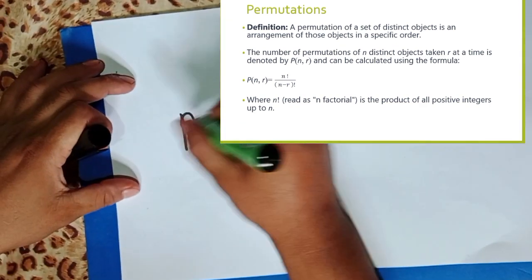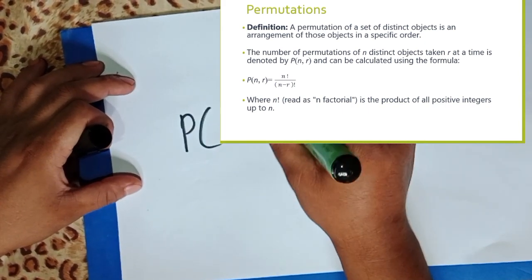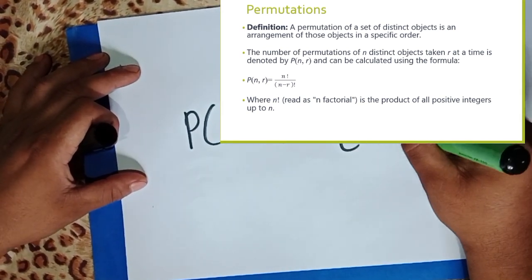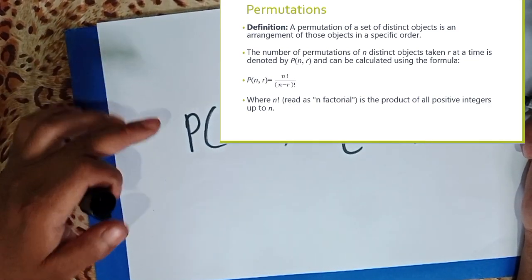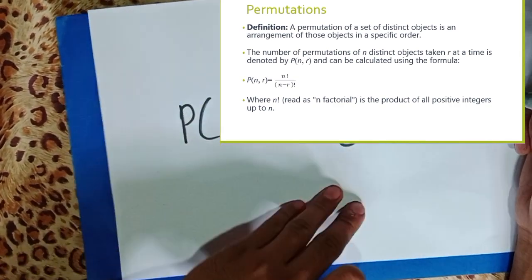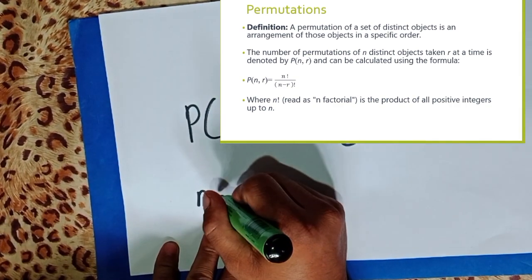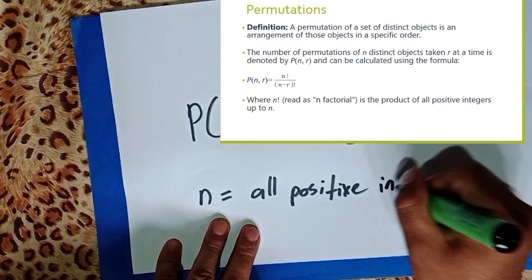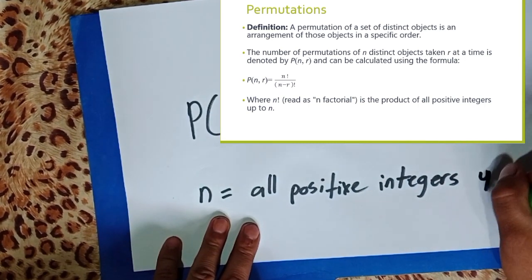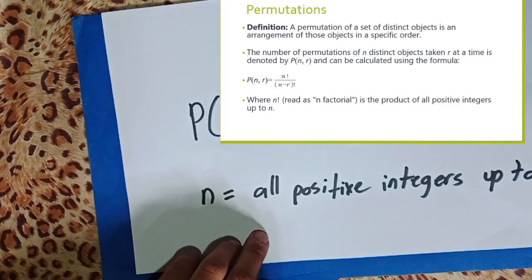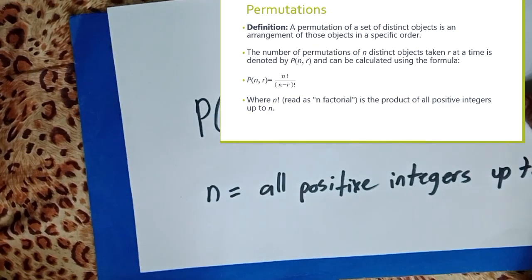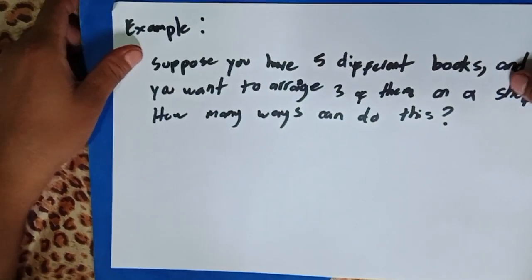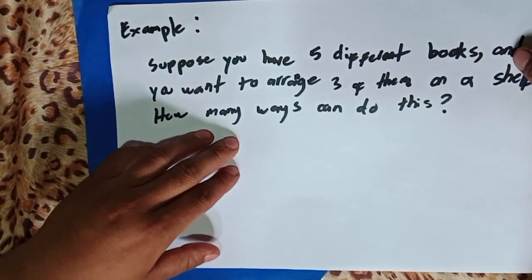P(n,r) is equal to n factorial over n minus r factorial. Let's simplify this. 5 factorial is equal to 5 times 4 times 3 times 2 times 1, the product of all positive integers, and 2 factorial is 2 times 1. So in total this is 60. Therefore, there are 60 different ways to arrange 3 books out of 5. Let's answer this example.